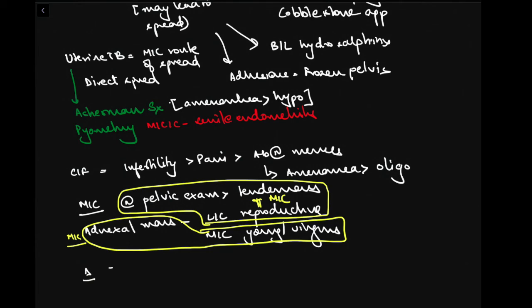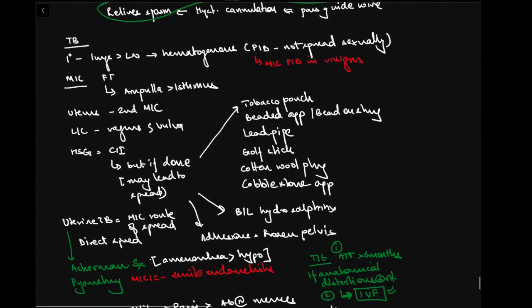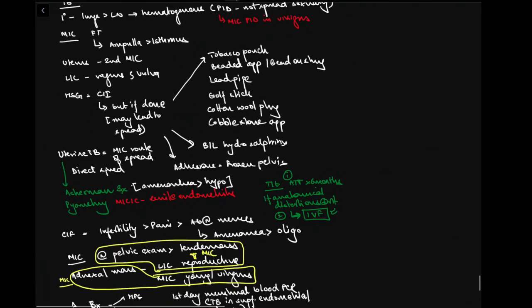Then diagnosis is made by doing a biopsy. We take two samples. One is sent for histopathological examination and the other is sent for AFB. We do a first day menstrual blood PCR because mycobacterium is in the superficial endometrial layer. For treatment, we'll give ATT for 6 months, and if anatomical distortion is present, then we ask the female to go for IVF. We don't undergo IVF ourselves. So this is genital TB. It is very important. Okay.